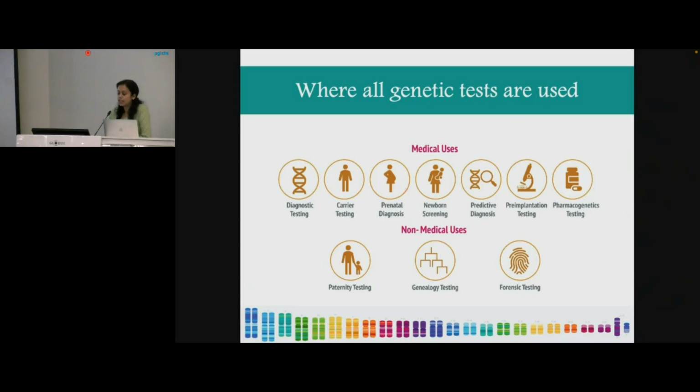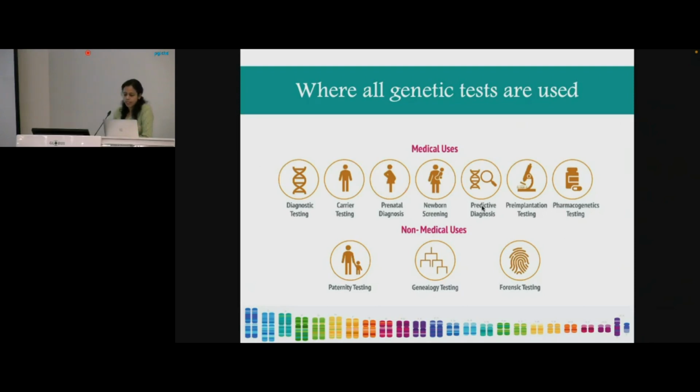So what is a carrier? A carrier can be an individual who may not be showing any symptom, who is asymptomatic, but is carrying the faulty gene to the next generation. The next scenario is prenatal testing. Prenatal testing is done at the fetal stage to look for congenital anomalies and birth defects. Newborn screening is done in newborns for a battery of monogenic disorders, such as inborn errors of metabolism.